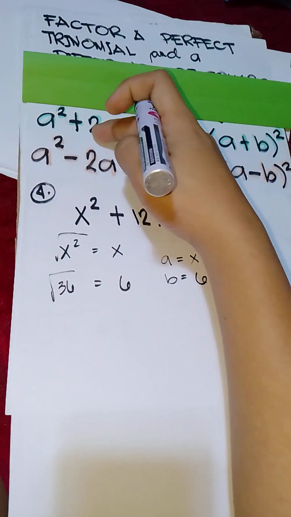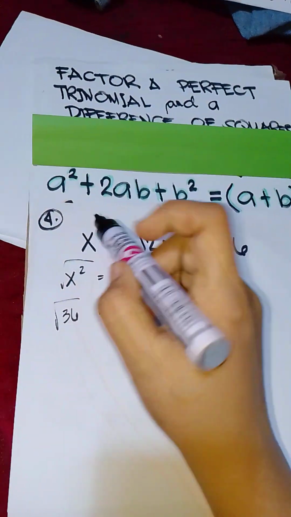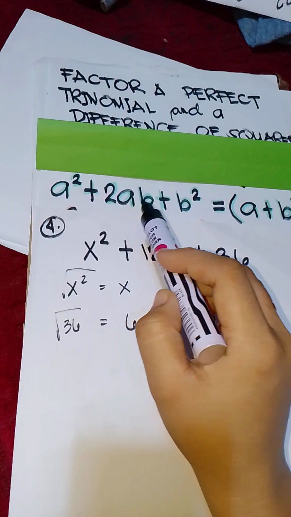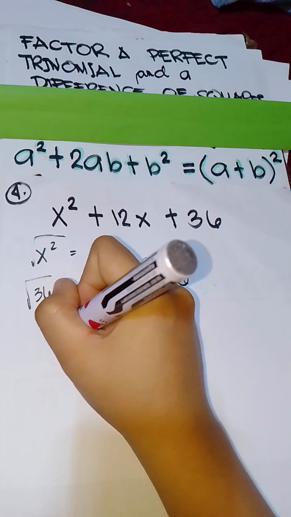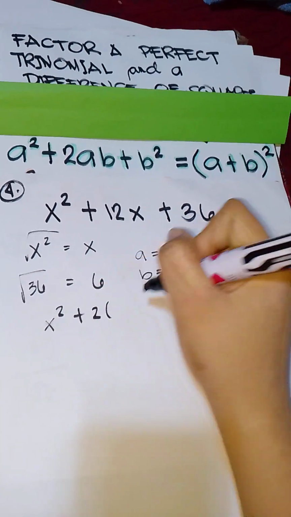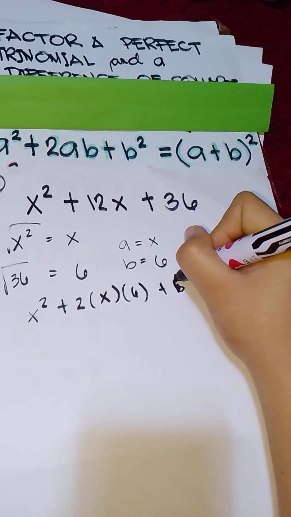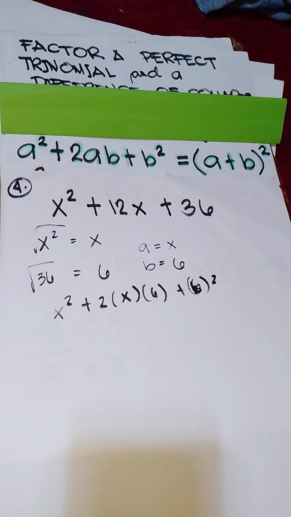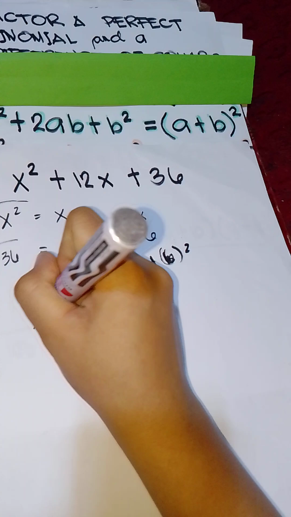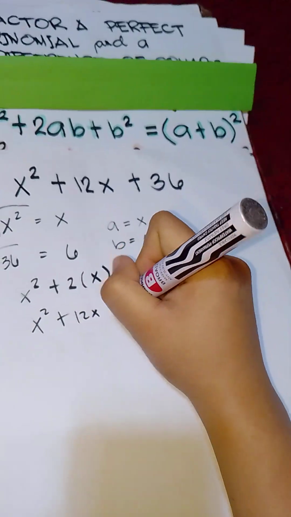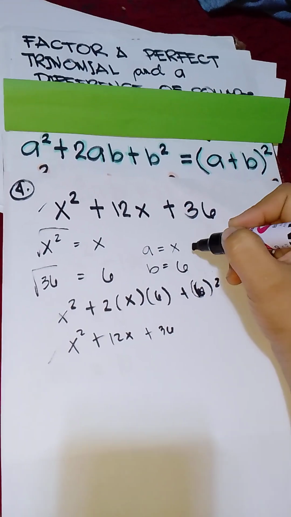Let us check a and b if their product is going to be equal to 12. Following the format a squared plus 2ab plus b squared, we have x squared plus 2 times x times 6 plus 6 squared. If we check this, we have x squared plus 12x plus 36, which is equal to our given. And therefore, this is correct.